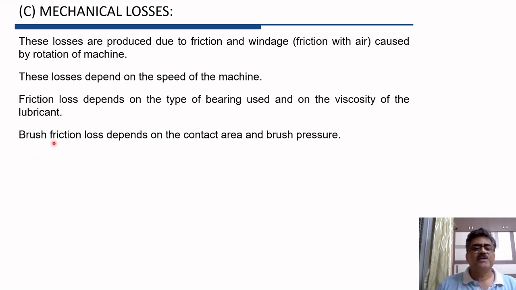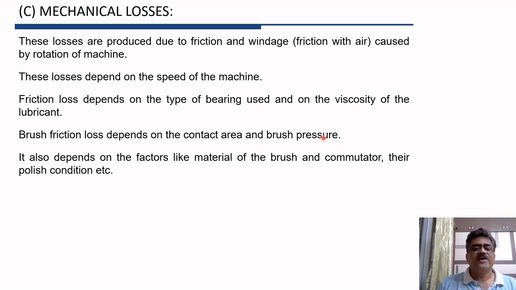Then another major part of frictional loss is brush friction loss. It depends on the contact area between commutator and brushes, and it also depends on brush pressure. Then the other factors on which brush friction loss depends are the material used for brushes and commutator, and it also depends on their polish conditions, that is polish condition of brushes and commutator.